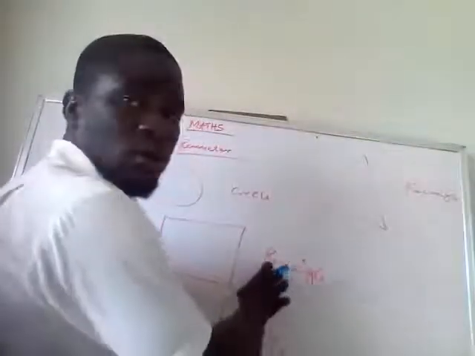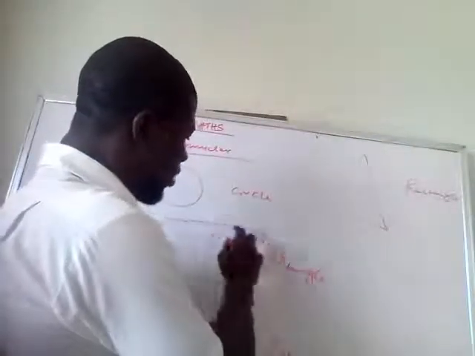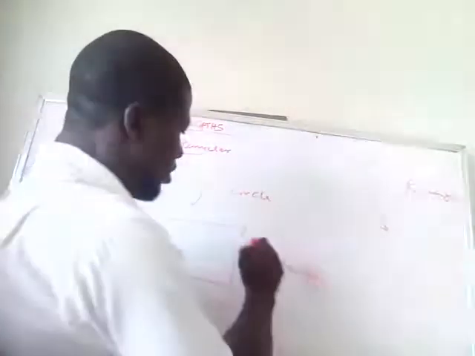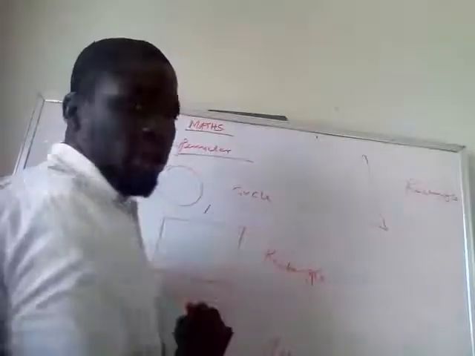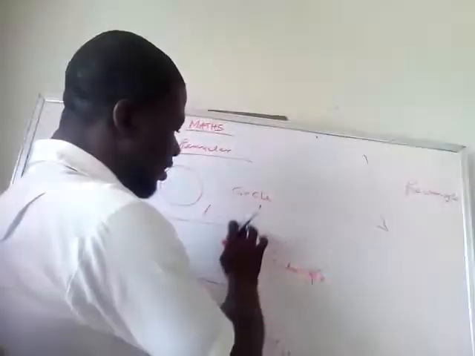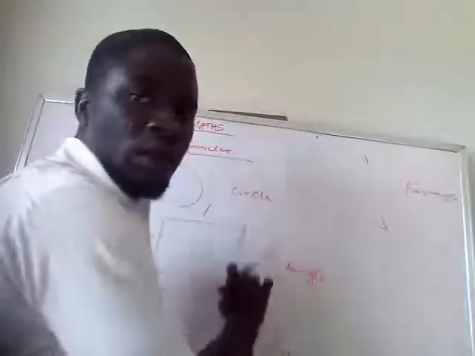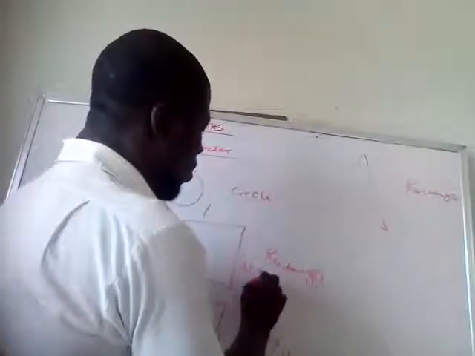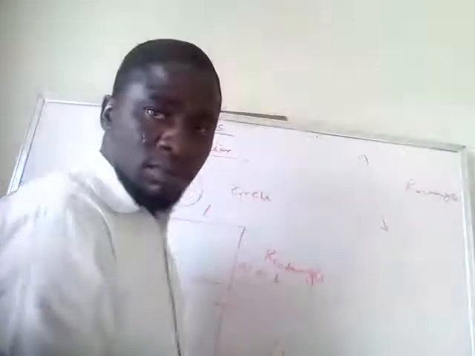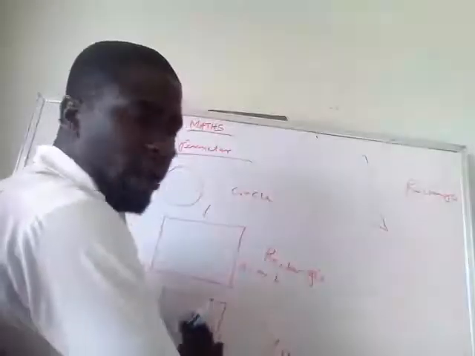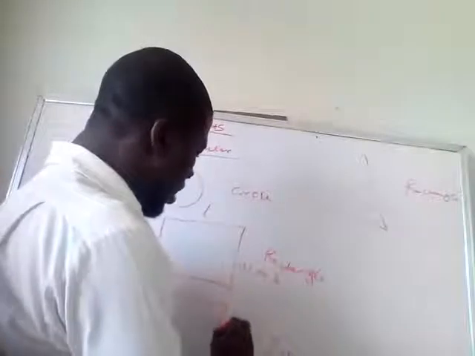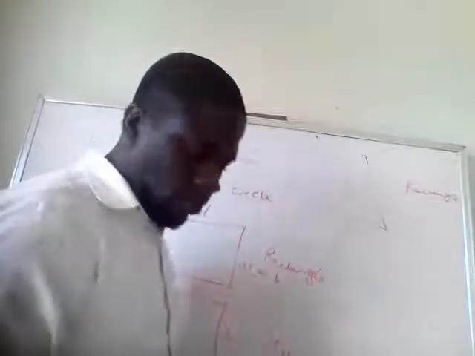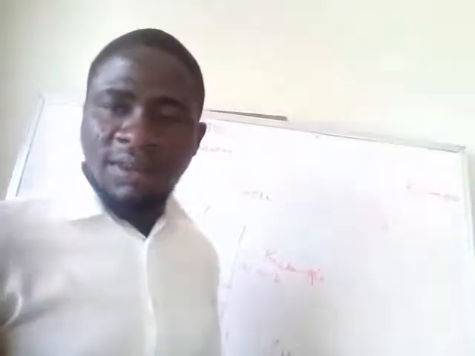This is a rectangle. This longest side is called the length, represented by L. And this is the breadth or the width, represented by W or B. Here, that is a square, it is L, L. All of them are equal. So they have the same length.